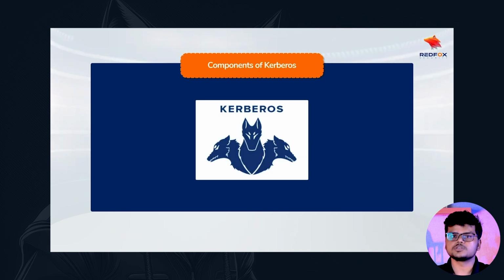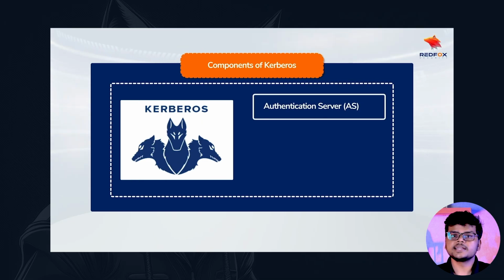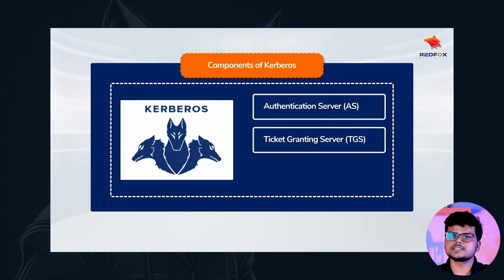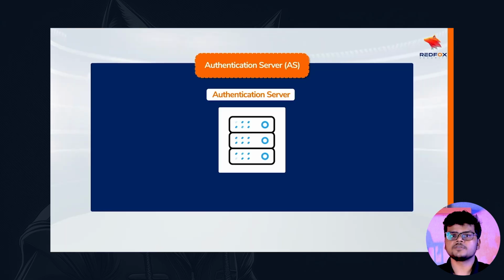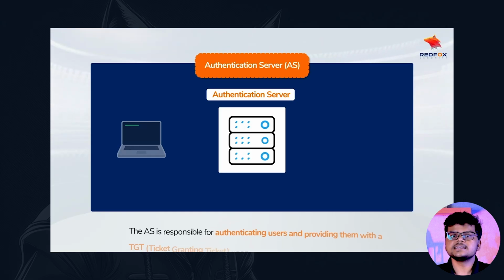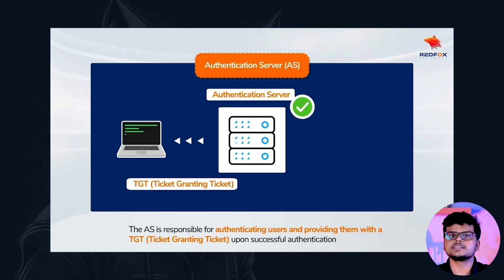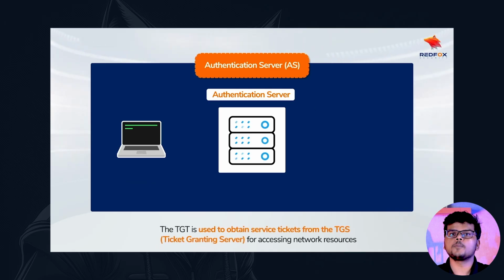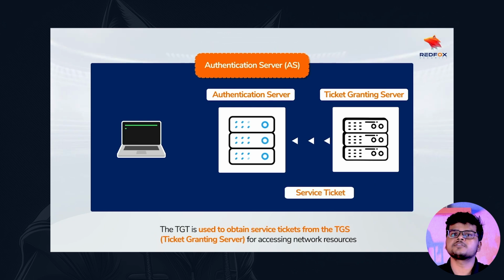Components of Kerberos. Kerberos has three main components: the authentication server, short for AS, the ticket granting server, short for TGS, and the Kerberos client. We will now discuss the components in brief. Authentication server. The AS is responsible for authenticating users and providing them with the TGT, the ticket granting ticket, upon successful authentication. The TGT is used to obtain service tickets from the TGS, the ticket granting service, for accessing network resources.